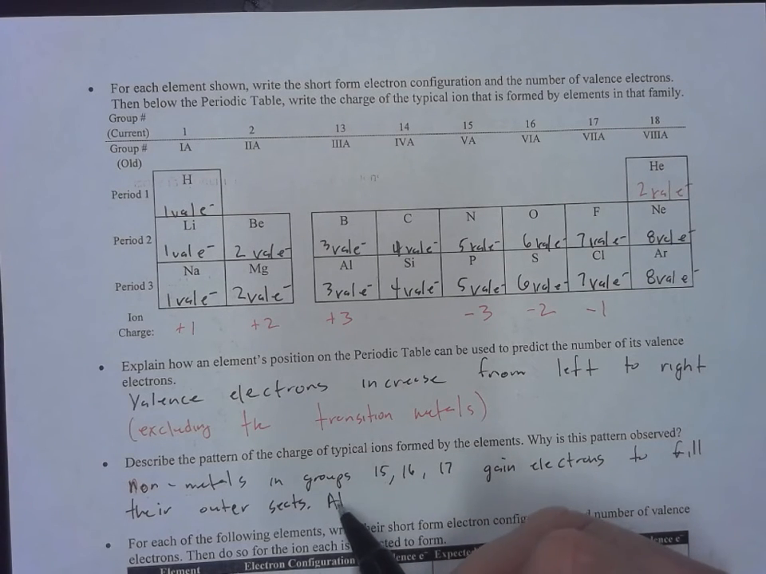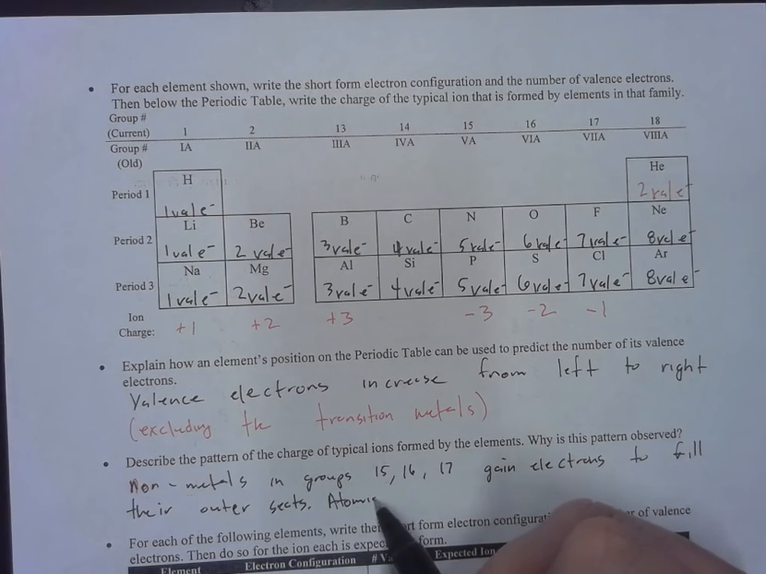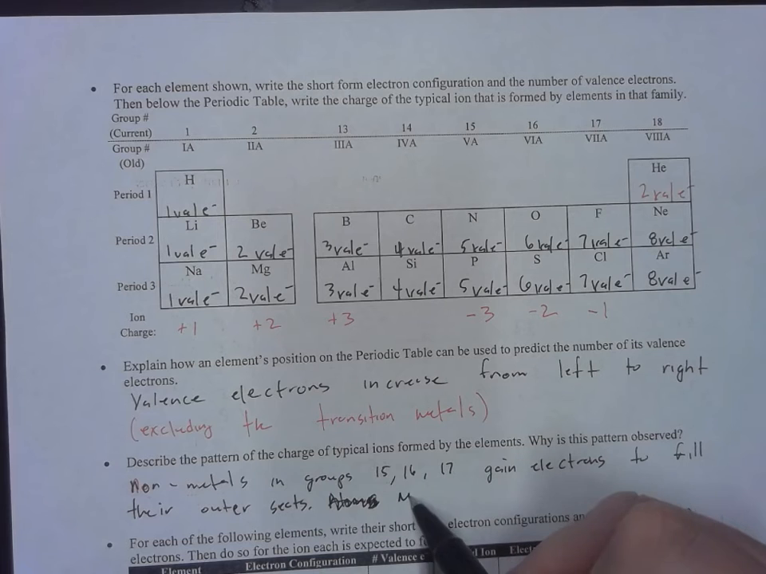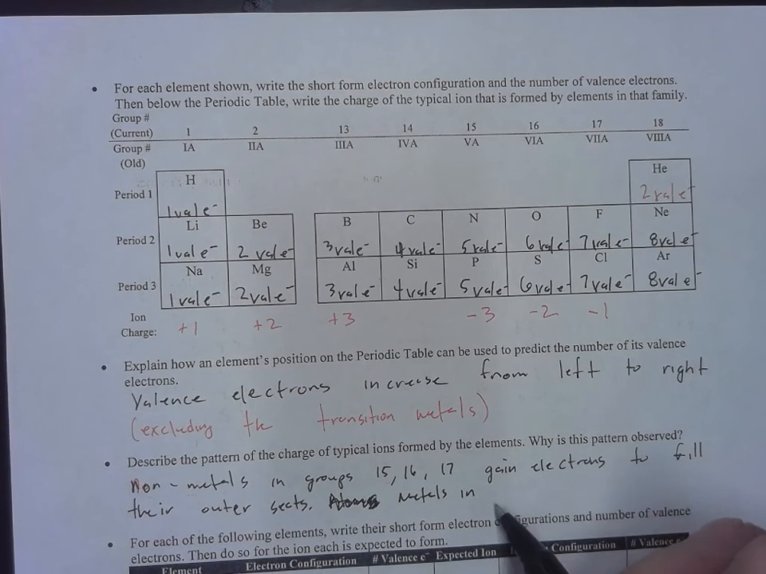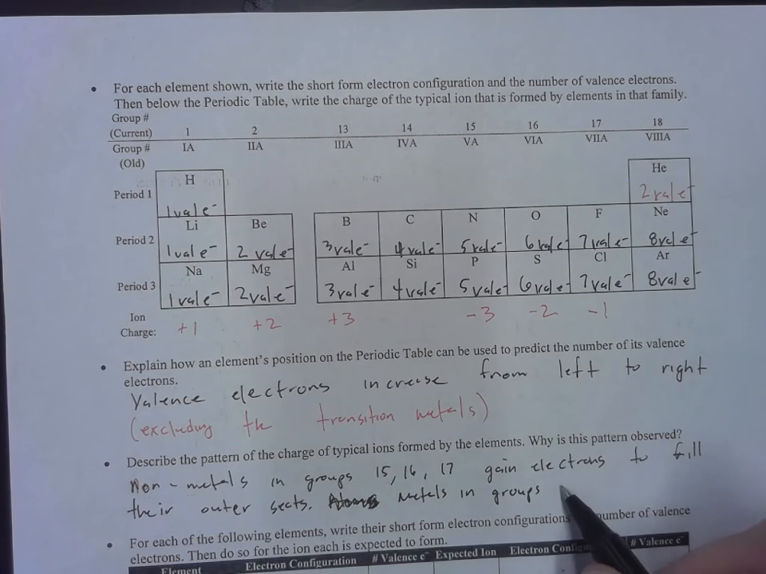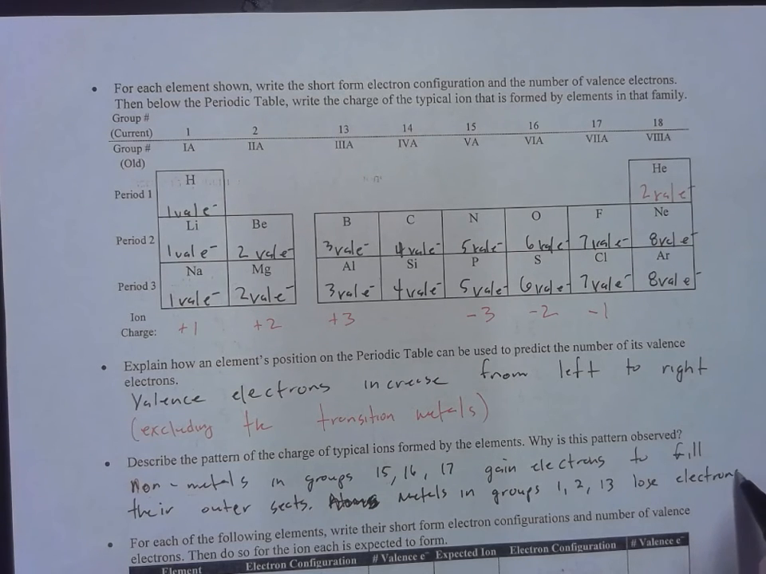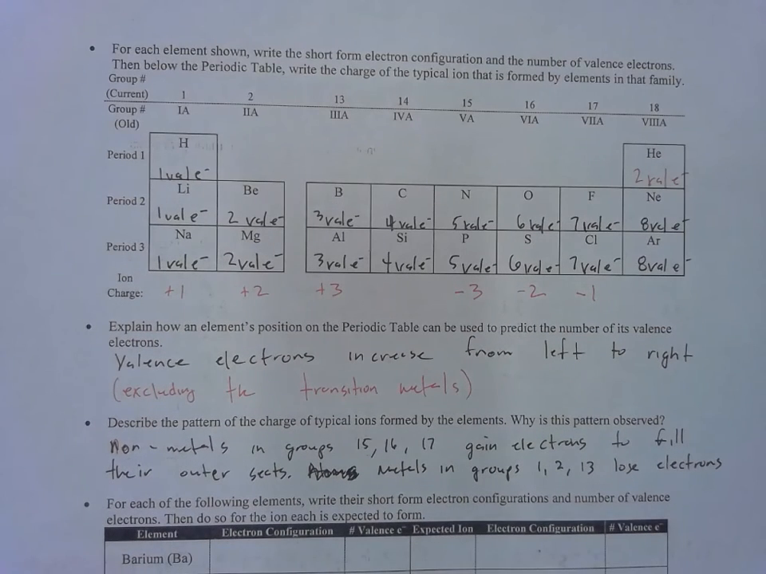where metals, let's just say atoms, now let's say metals in groups 1, 2, and 13 lose electrons. Okay, they lose the electrons like we said earlier. Those metals want to give them away. It's easier to give them away than to try to gain electrons for them.